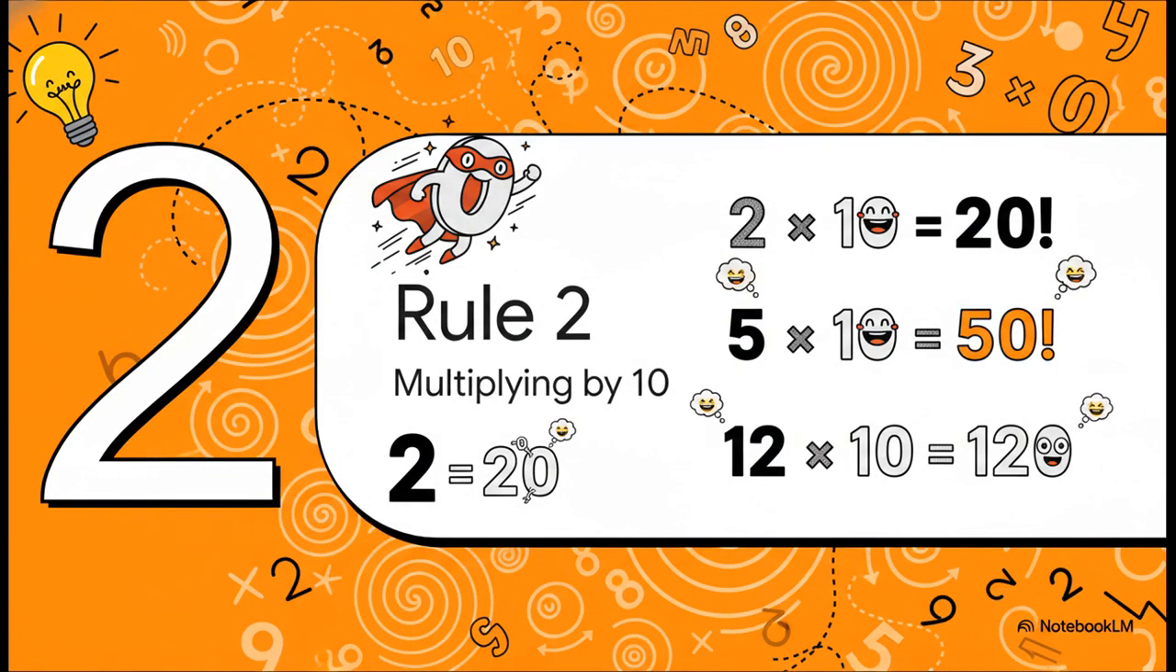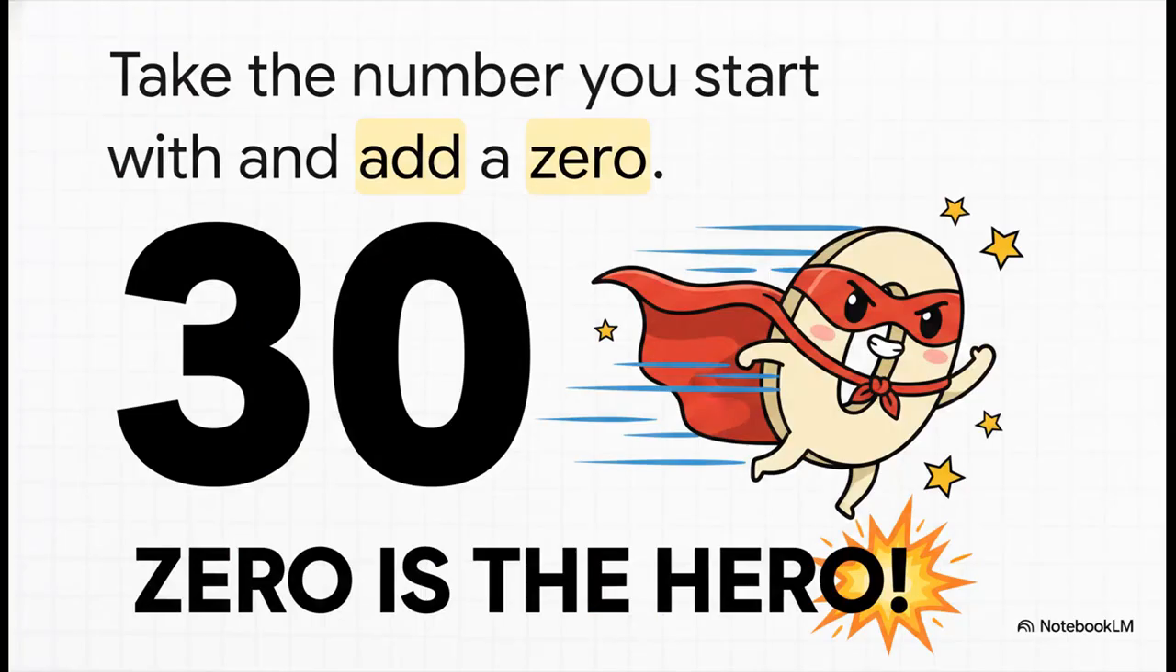Let's just keep this momentum going right into Rule 2, multiplying by 10. Or, as I like to remember it, 0 is the hero. So let's test this out real quick. Seriously, shout it out at the screen with me. What happens when you take the number 3 and you literally just pop a 0 onto the end of it?